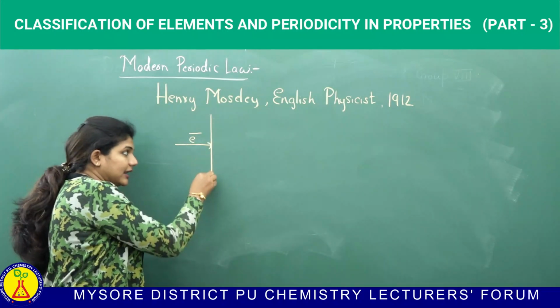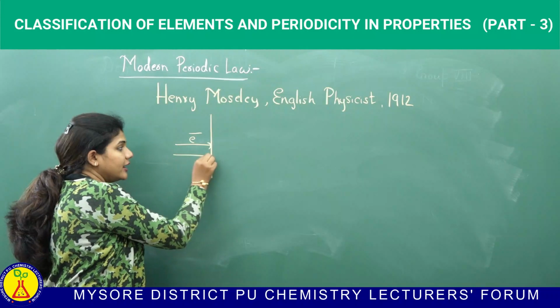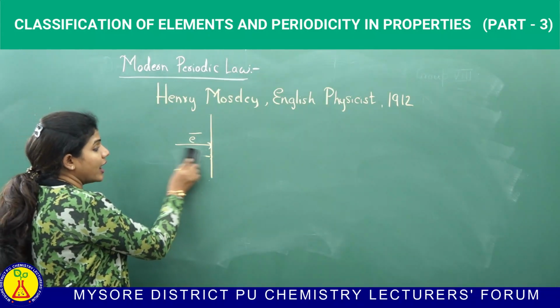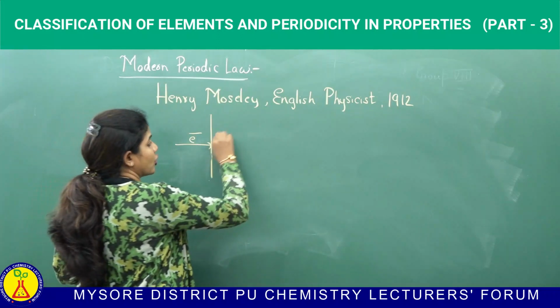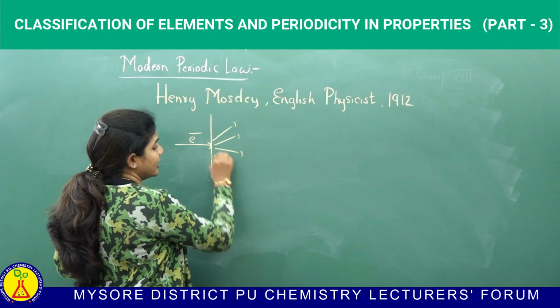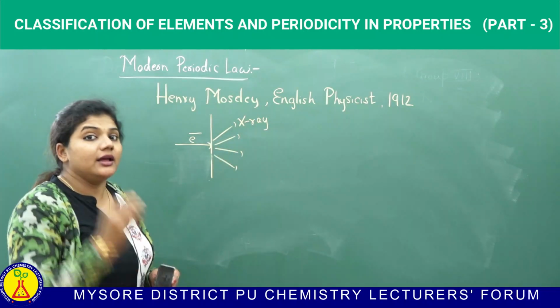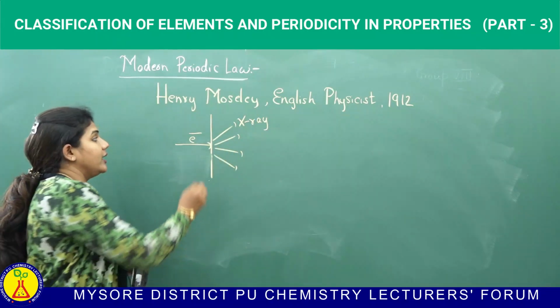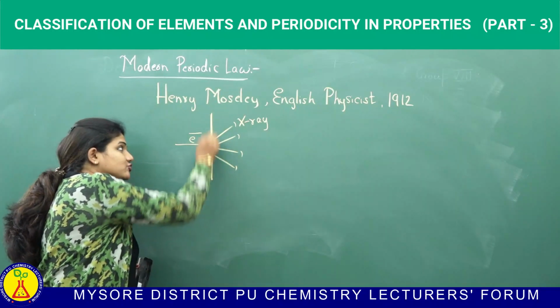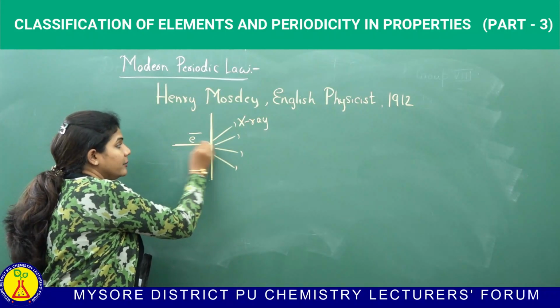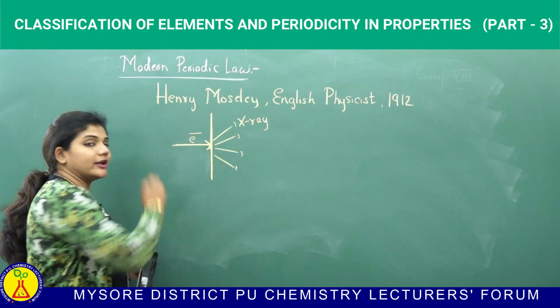I'll take a metal. The metal is bombarded with high speed electrons. When a metal was bombarded with high speed electrons, energetic radiation such as X-ray was generated. That means the X-ray was generated when the metal, this is a strip here, it is a metal. So that metal, he made the electrons strike that metal.